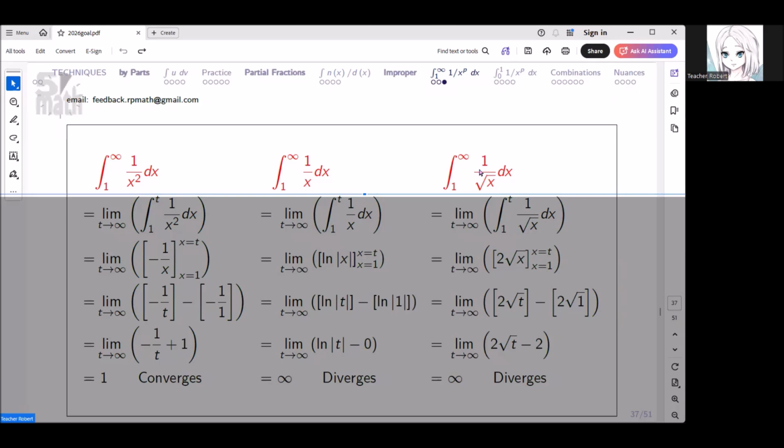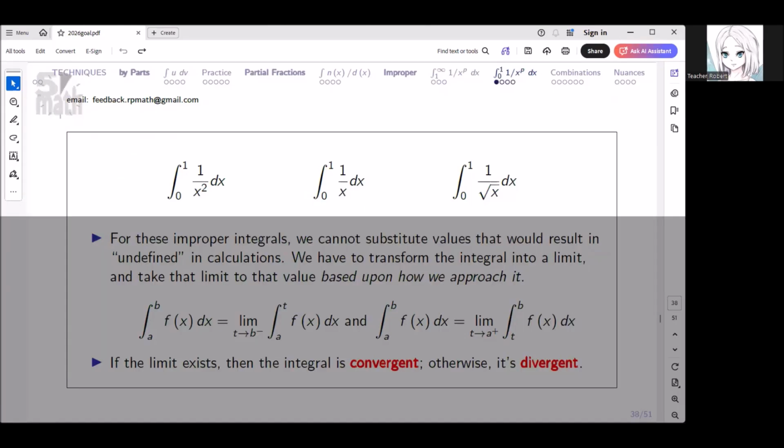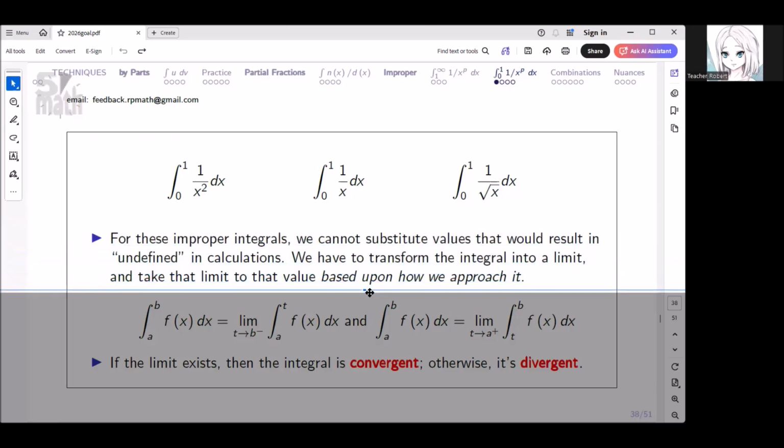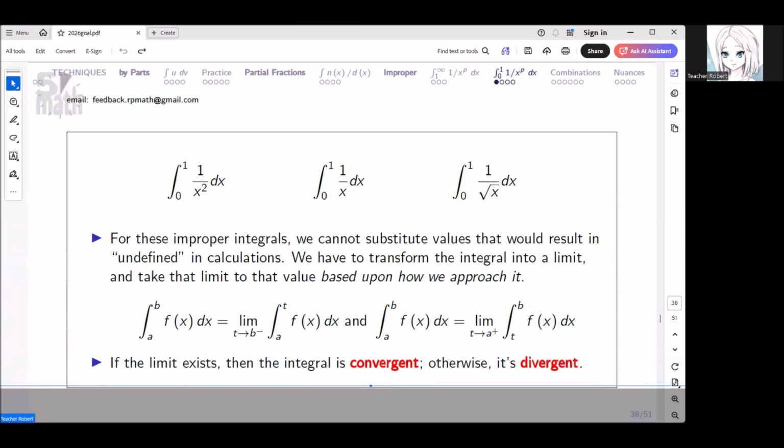Here are the integrals. And we should get the following. For these improper integrals, we cannot substitute values that will result in undefined in calculations. We have to transform the integral into a limit and take that limit to that value based upon how we approach it. If the limit exists, then the integral is convergent. Otherwise, it's divergent.